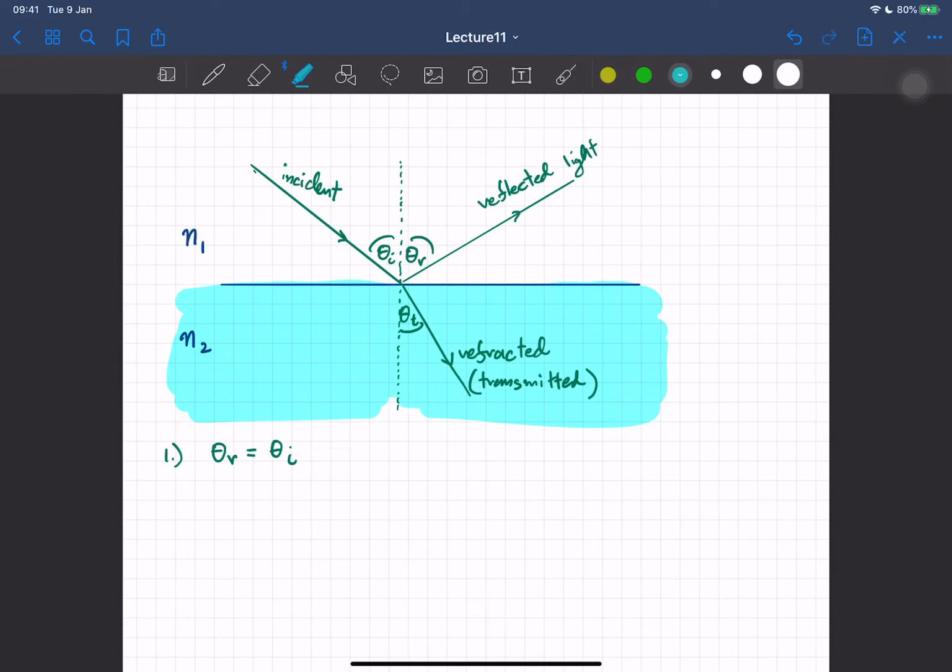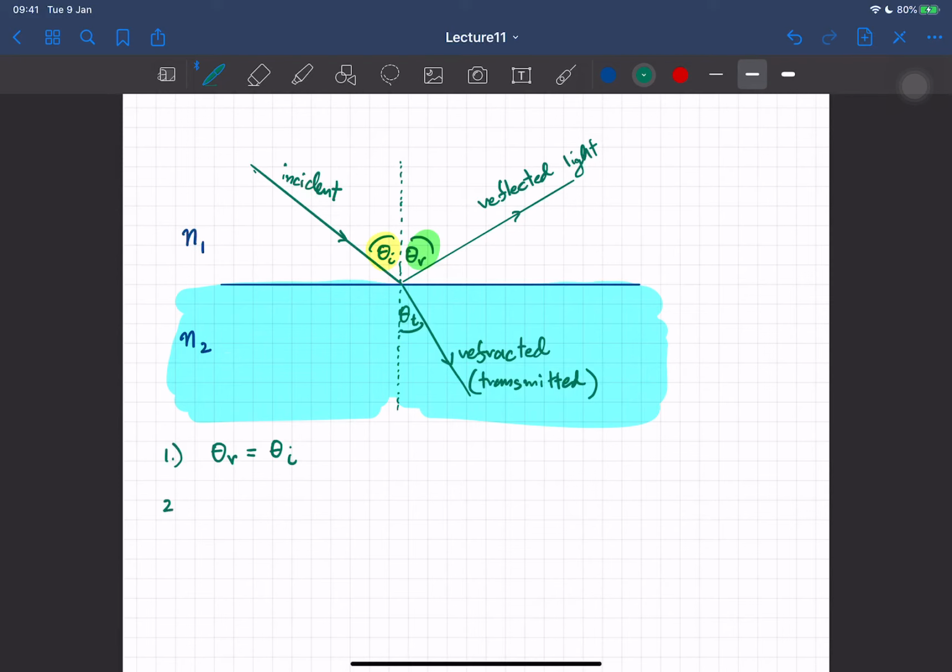And that means the incident angle and the reflected angle will always be the same angle. Okay, that's probably something that you have seen before. So the reflected angle must be the same angle as the incident one. Okay, that's not too difficult to understand.